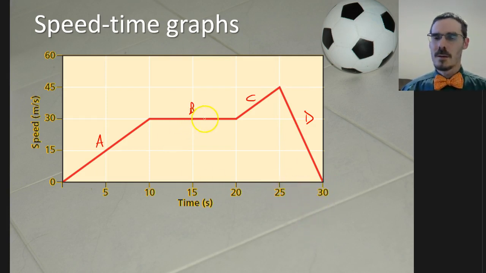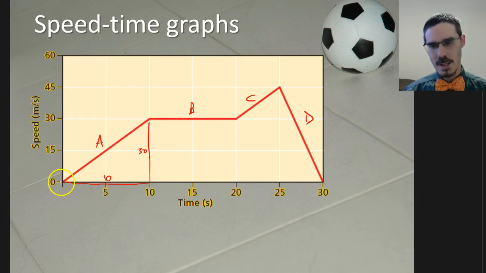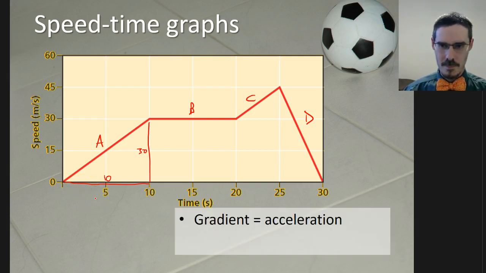Now think about that. At B, the velocity, the speed wasn't changing. It wasn't accelerating, and its gradient is 0. And have a look at A. What's the gradient at A? The rise was 30 metres a second increase, and the run was 10 seconds. So the gradient, rise over run, is going to be 30 metres per second divided by 10 seconds, which is going to be 3 metres per second per second. That's acceleration. The gradient of this line, wherever it happens to be, is going to be acceleration.